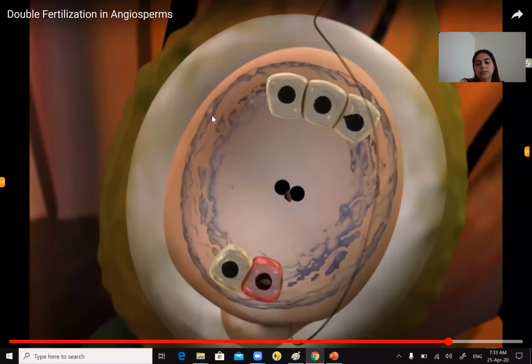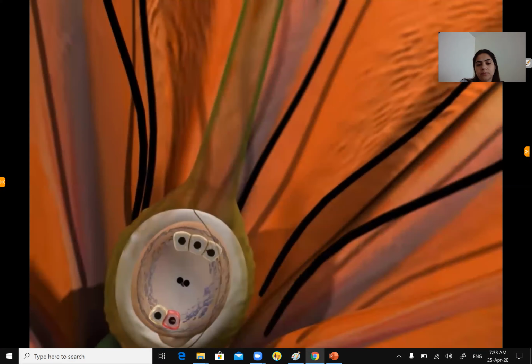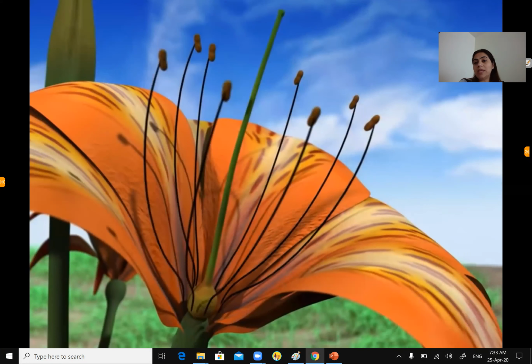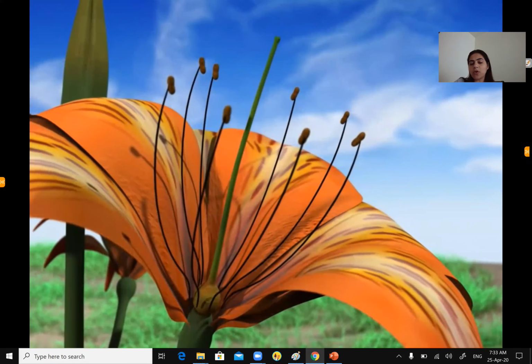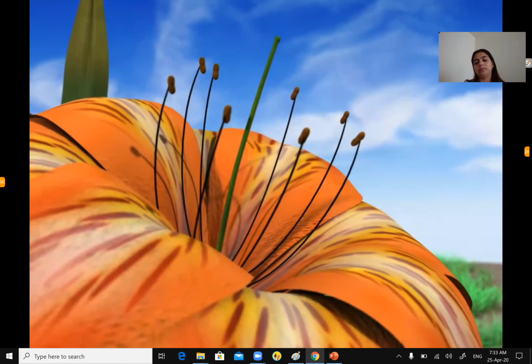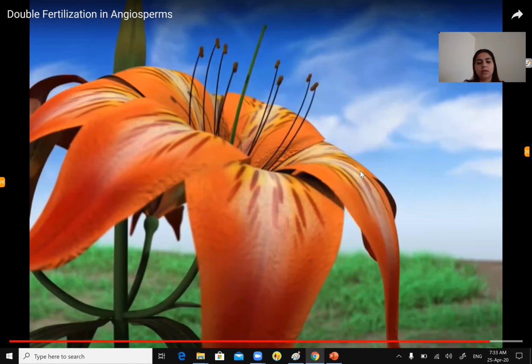The embryo's food supply during early development. It is only angiosperms, flowering plants, which have this double fertilization characteristic, so it is a unique feature: a diploid zygote and a triploid endosperm. Gymnosperms, pines, tracheophytes, ferns, and non-tracheophytes, mosses, lack this double fertilization.